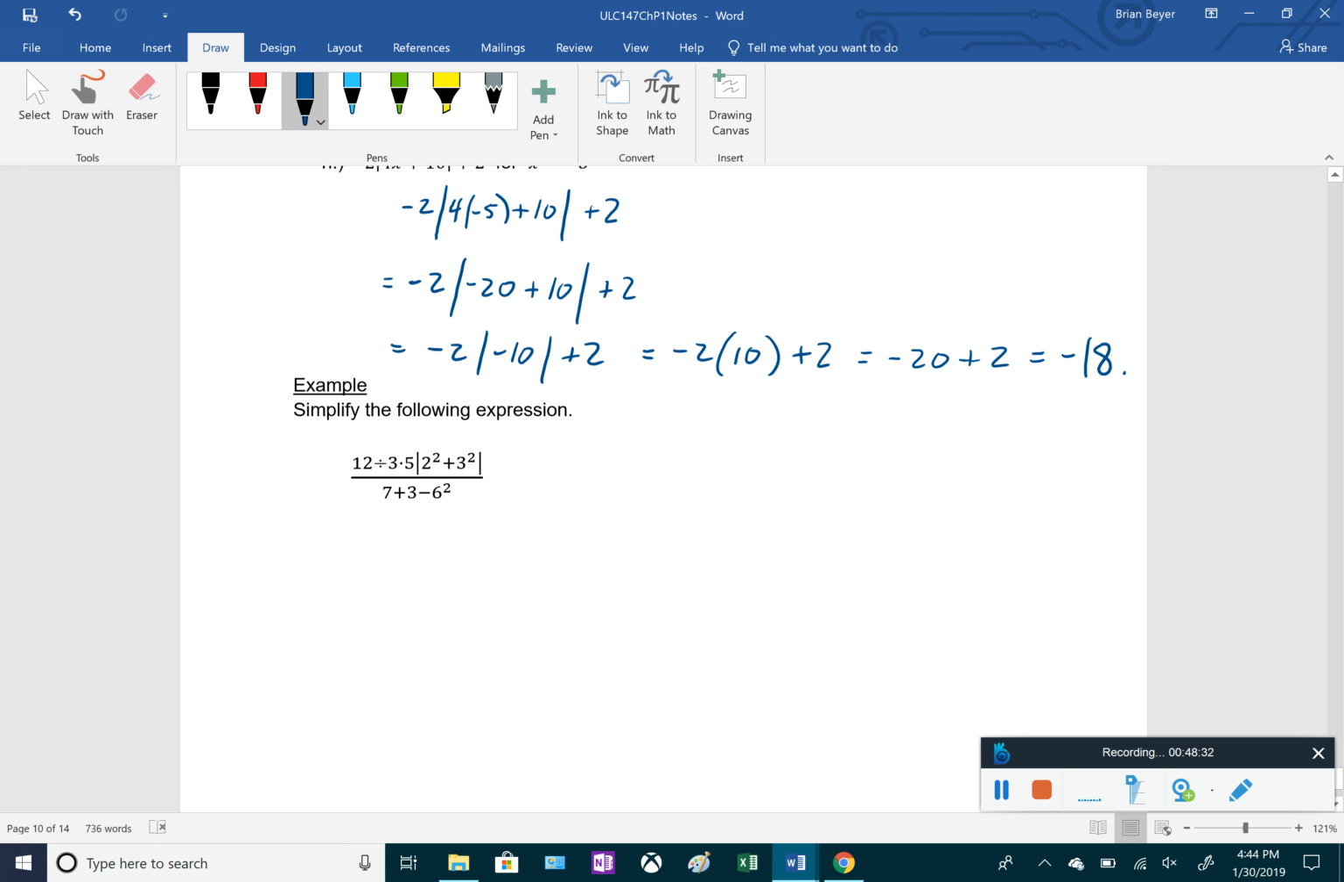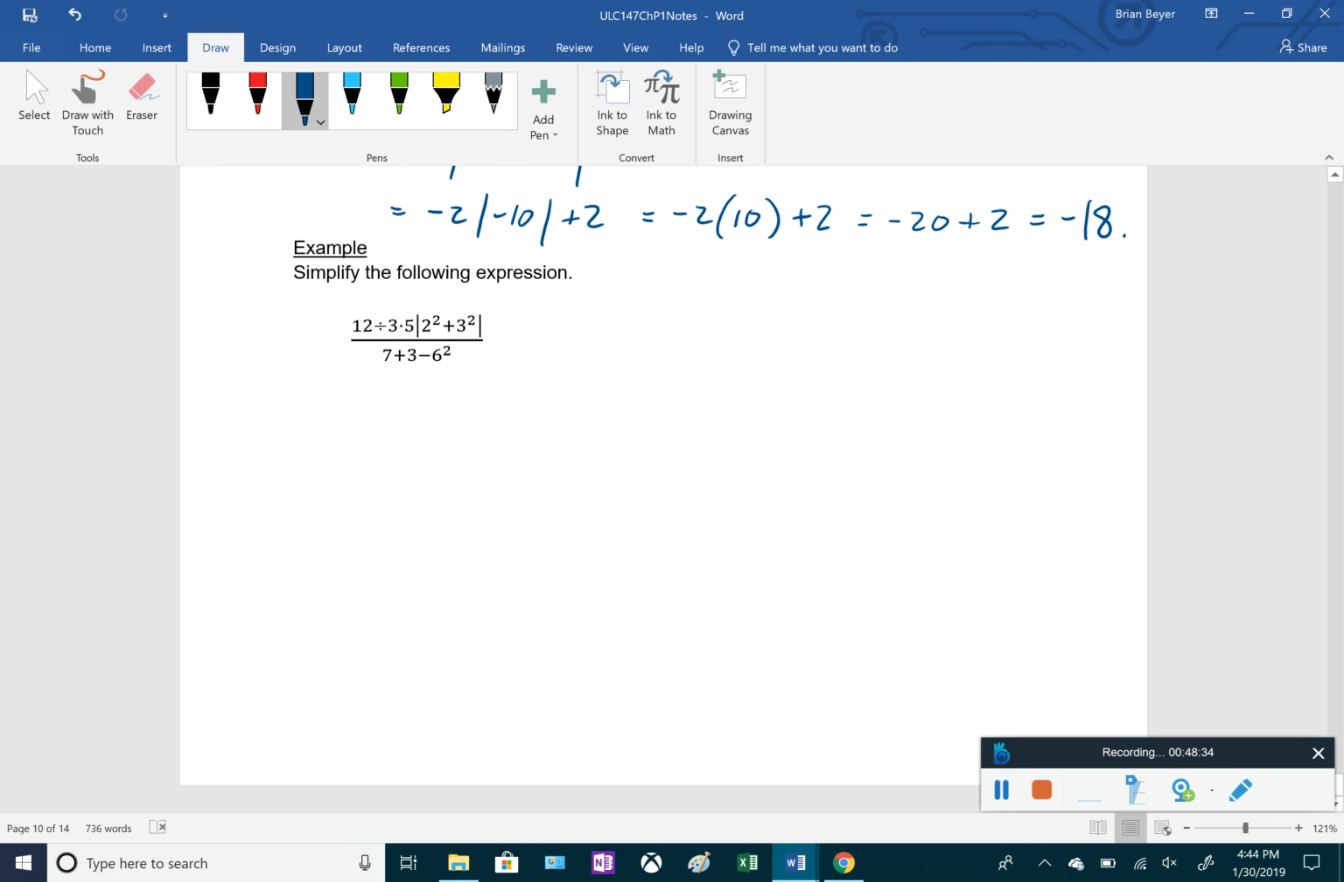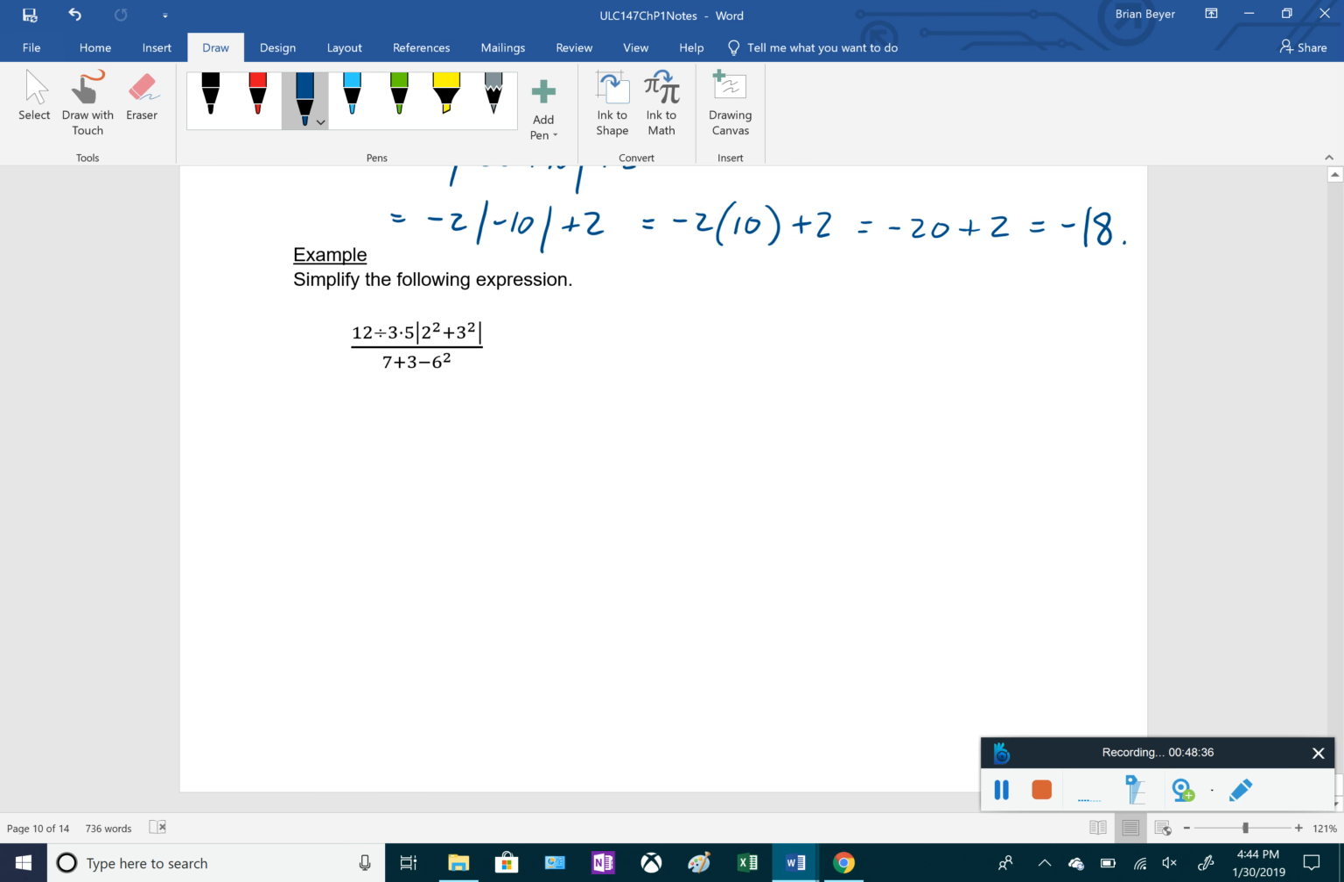Okay, and for the next thing here, let's simplify the following expression, and this will be the last thing for this whole entire page. So we have this long, nasty expression with division. What I'm going to do here is simplify the numerator and denominator separately. We have absolute value bars in the numerator, so I'm going to simplify what's inside of those first. So 12 divided by 3 times 5 times the absolute value of 2 squared plus 3 squared. Exponents first inside here, so 2 squared is 4, 3 squared is 9.